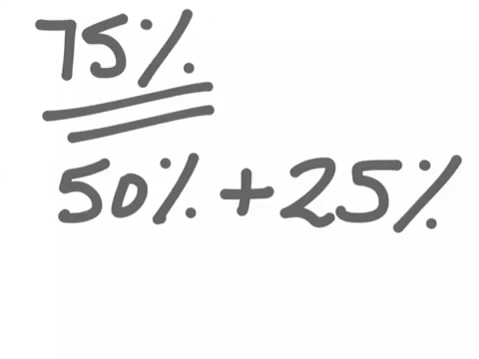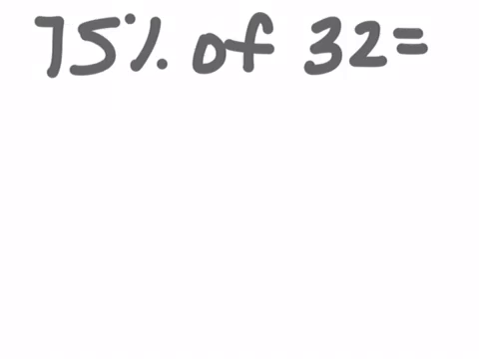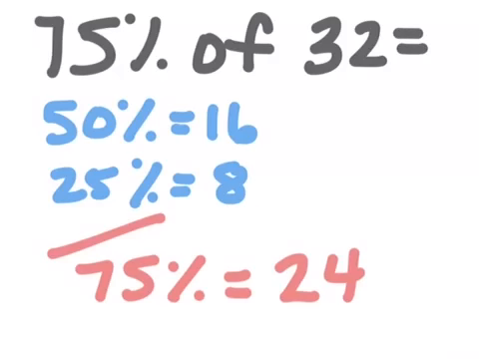75%, I simply have to take my 50%, which is easy to find, just halving the number, and then my 25% by halving the half, and add them together because 50% plus 25% gives you 75%. So 75% of 32, well, 50% of 32 is 16, 25% of 32 is 8. If I add them together, I realize that 75% of 32 equals 24.